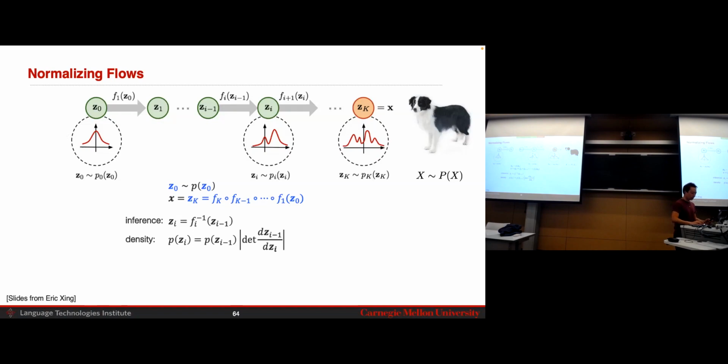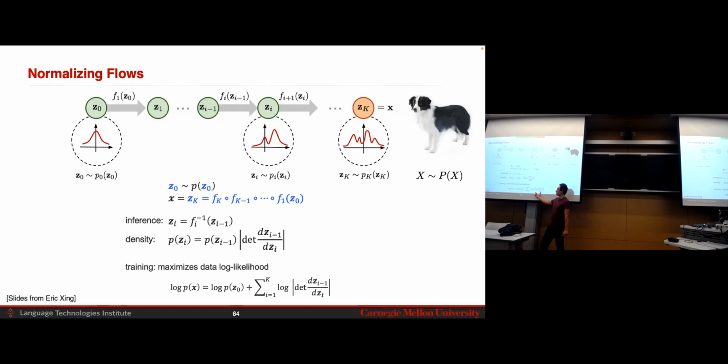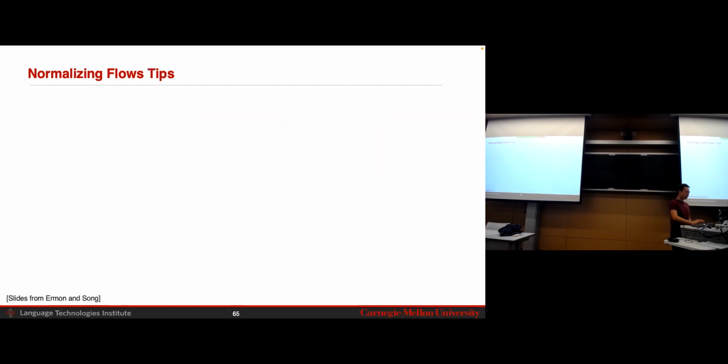And your density is still well defined, right? The density just recursively accumulates: p of Zi is a function of p of Zi minus 1 scaled by the determinant of your Jacobian matrix. And in the end, you can still exactly maximize the data log likelihood. Instead of just one volume determinant term, you have a sum over all steps in your invertible function. So you can still exactly compute your log likelihood with layers of inverse functions.